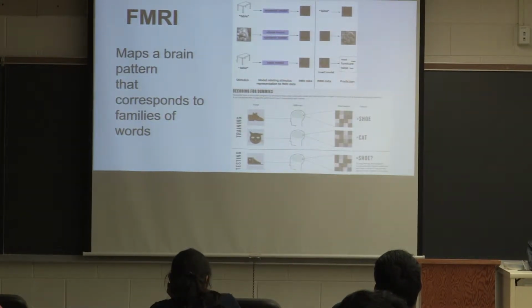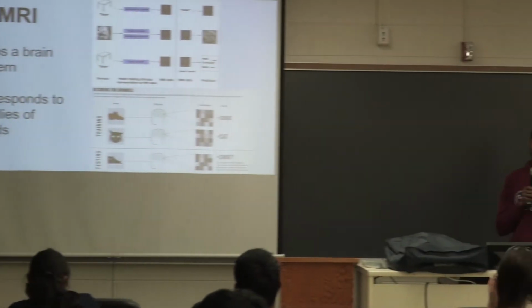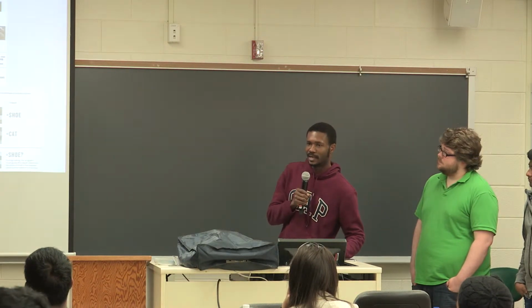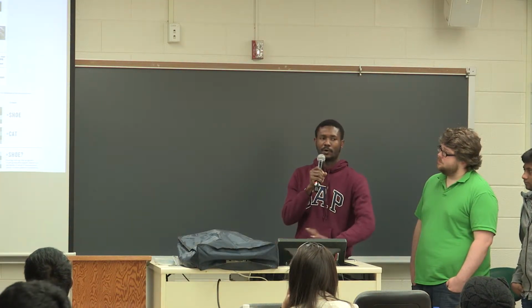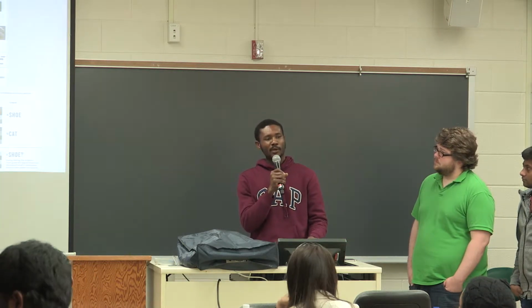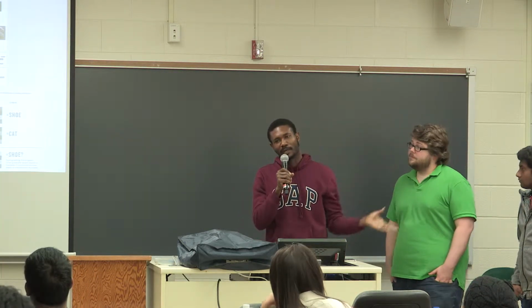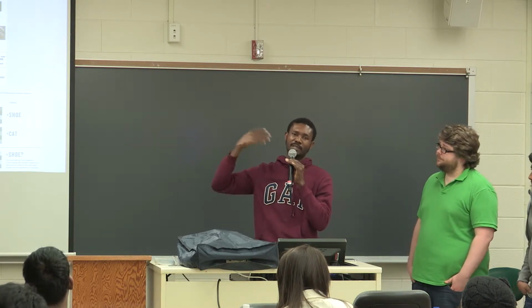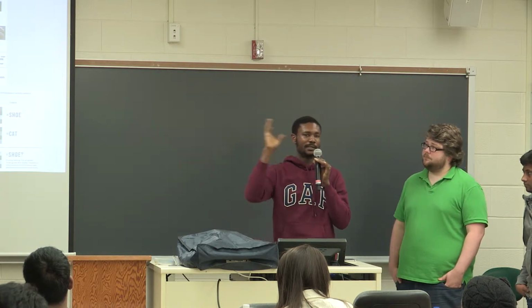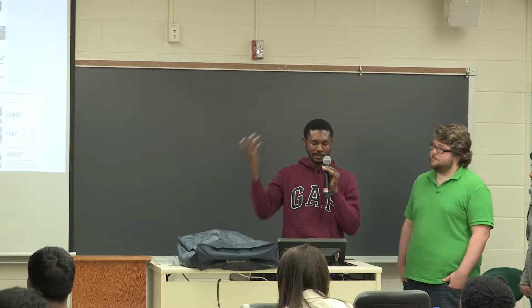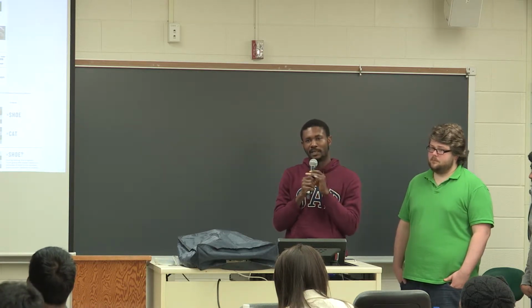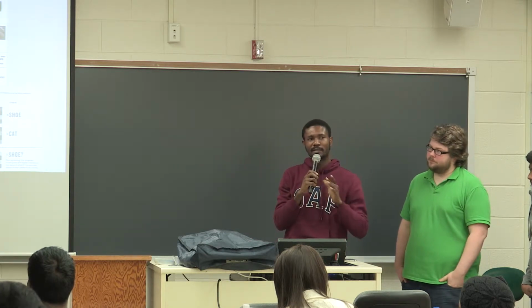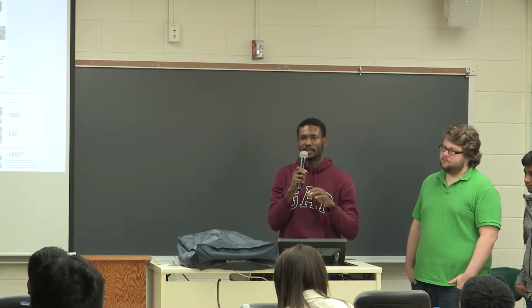The fMRI actually maps a brain pattern that corresponds to families of words. What researchers have been able to do is that, for us to actually know what is going through your mind, you go through the MRI scanner, and before you go in, you are presented with several kinds of objects, words, and stuff like that. At the end of it, it helps in putting together and categorizing the different kinds of objects that you must have seen.